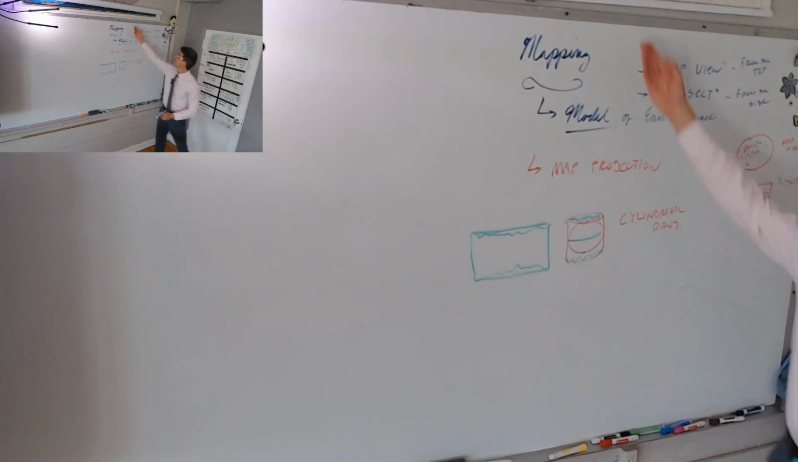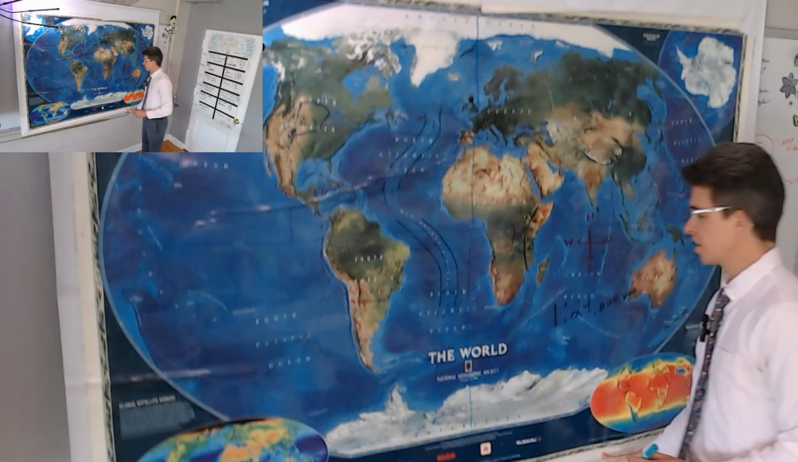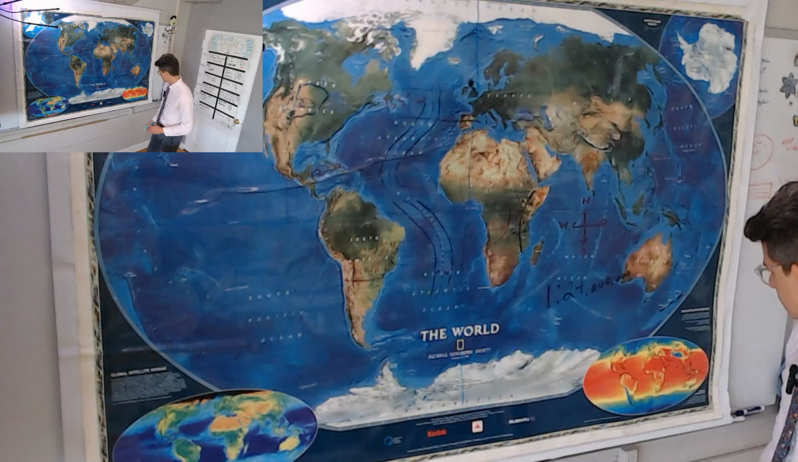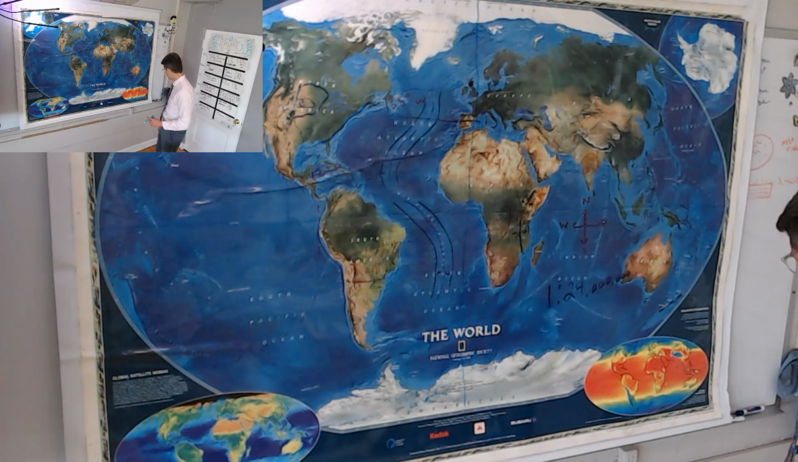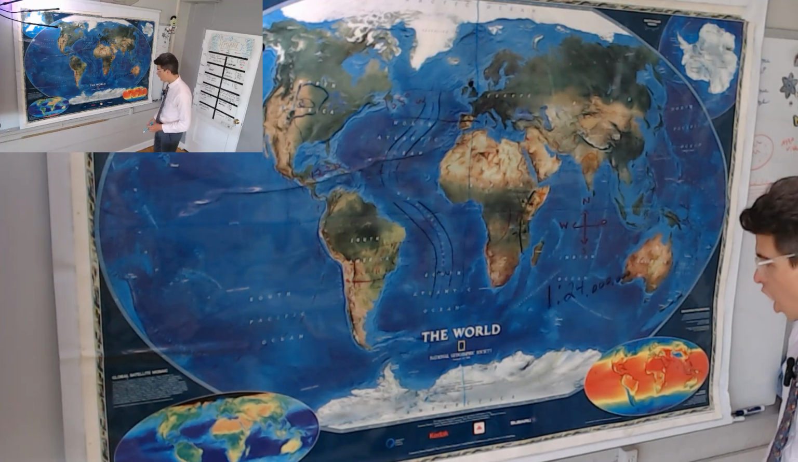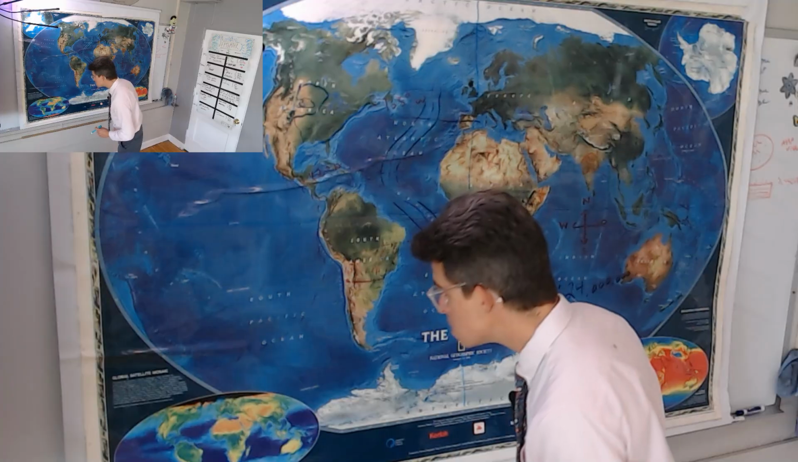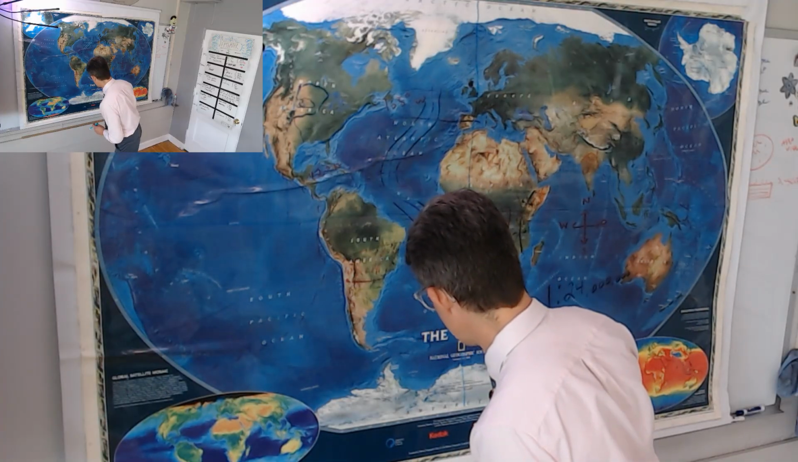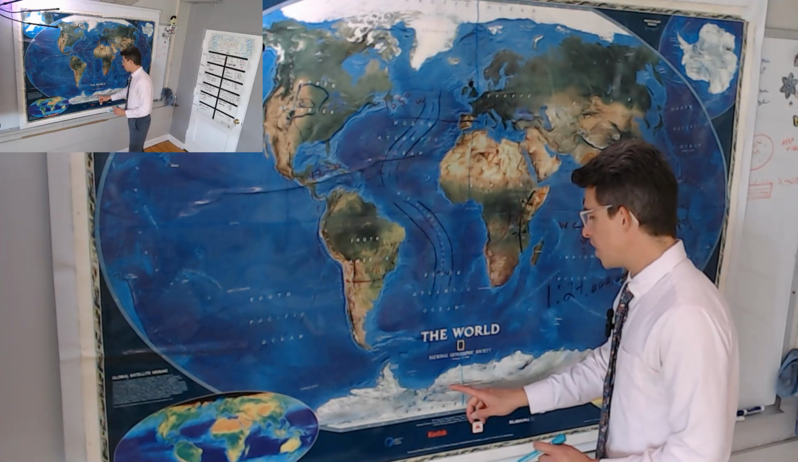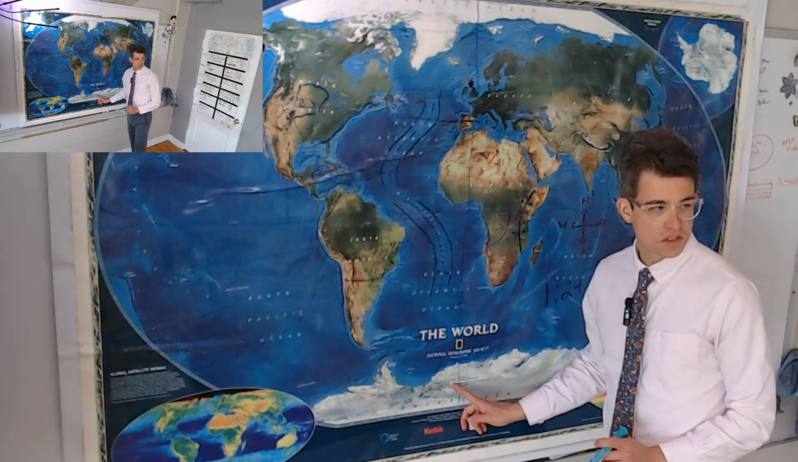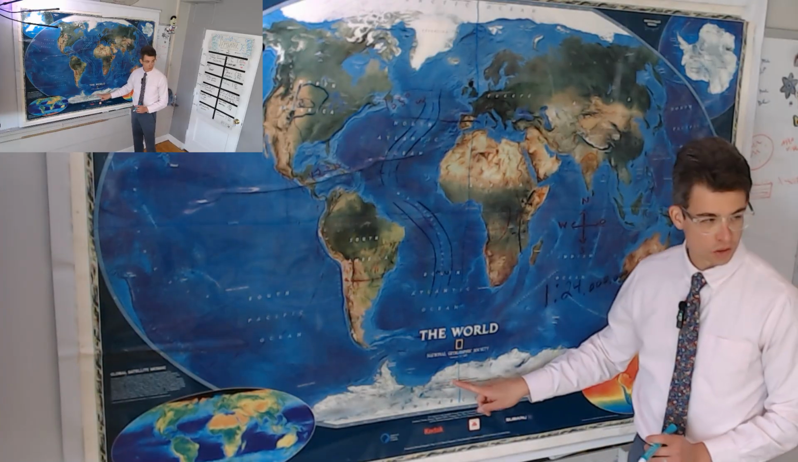This one, if I remember right, is called the Robinson projection. It says on here somewhere. Winkel tripel projection, so it tells you how it was projected.